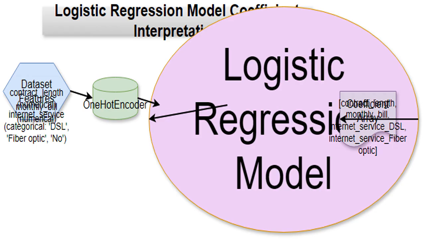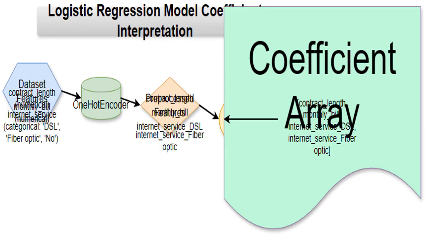I'm using a logistic regression model to predict customer churn based on the features. The model gives me an array of coefficients, which are numbers that tell me how each feature influences the model's prediction of churn. These coefficients are for contract length, monthly bill, DSL internet service, and fiber optic internet service, in that order. Each coefficient represents the change in the log odds of churn associated with a 1-unit increase in the respective feature, holding all other factors constant.